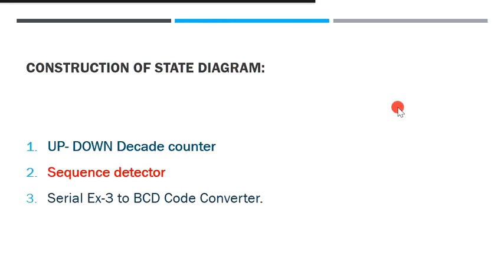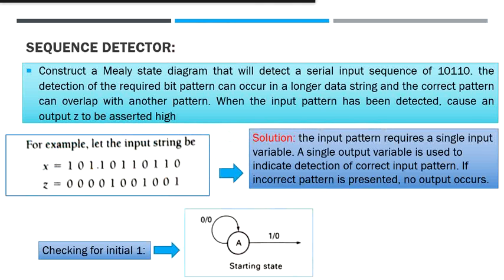Next we have, under the construction of the state diagram, a sequence detector. Here is a numerical which says we need to construct a Mealy state diagram that will detect a serial input sequence of 10110. The detection of the required bit pattern can occur in a longer data string, and the correct pattern can overlap with another pattern. When the input pattern has been detected, it can cause an output Z to be asserted high.